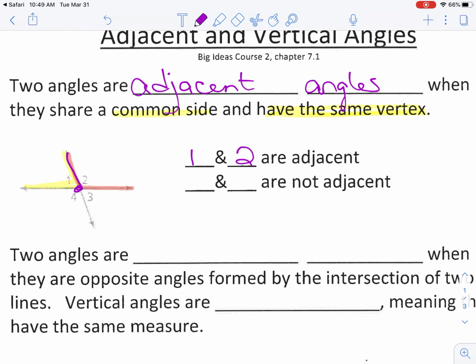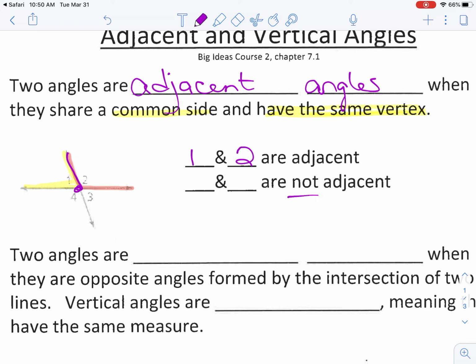If you're looking for more adjacent angles, you could also say that 2 and 3 are adjacent. Common side, common vertex. You could also say that 3 and 4 are adjacent. They share a common side and a common vertex. You could also say that 4 and 1 are adjacent. They share a common side and a common vertex. So there's multiple answers there.